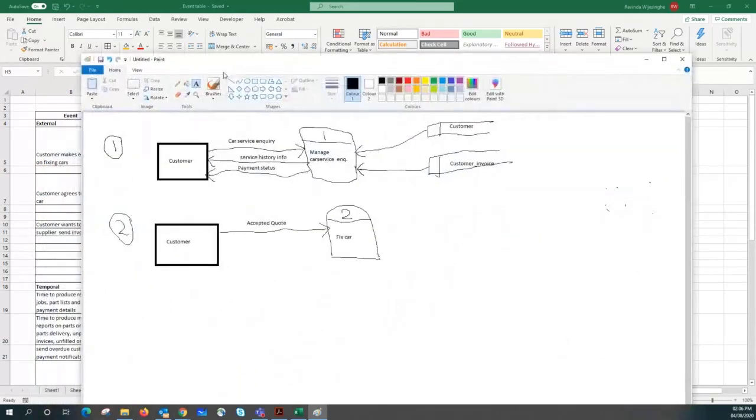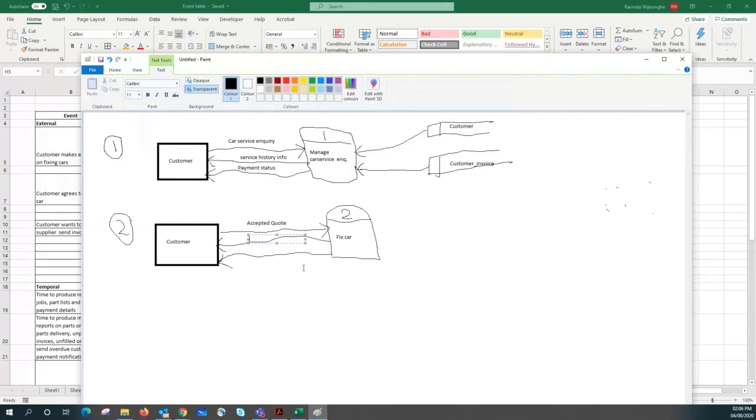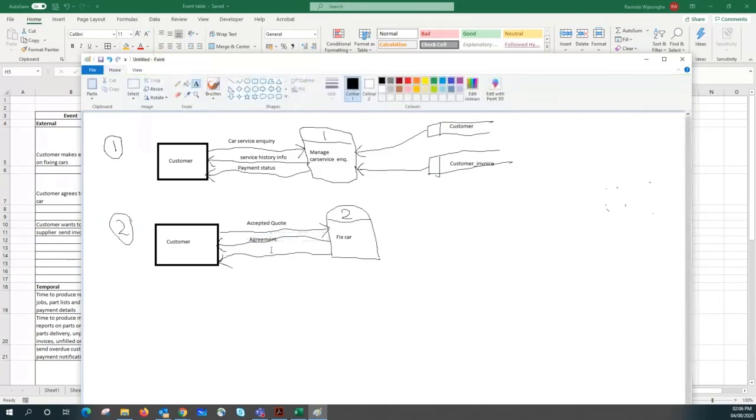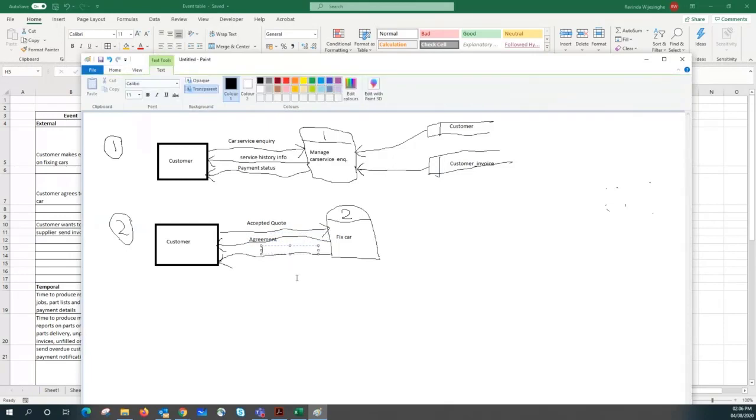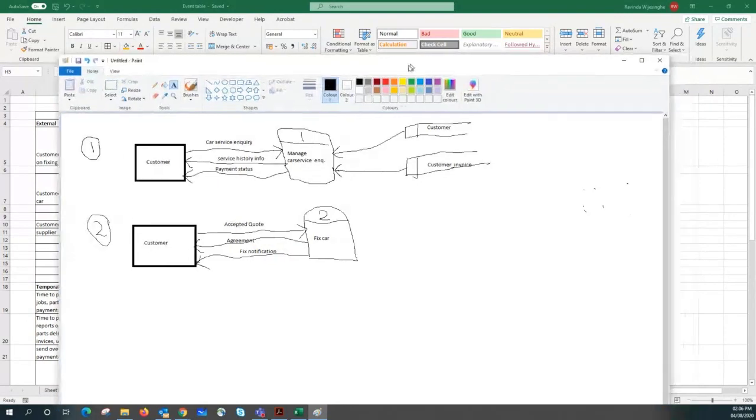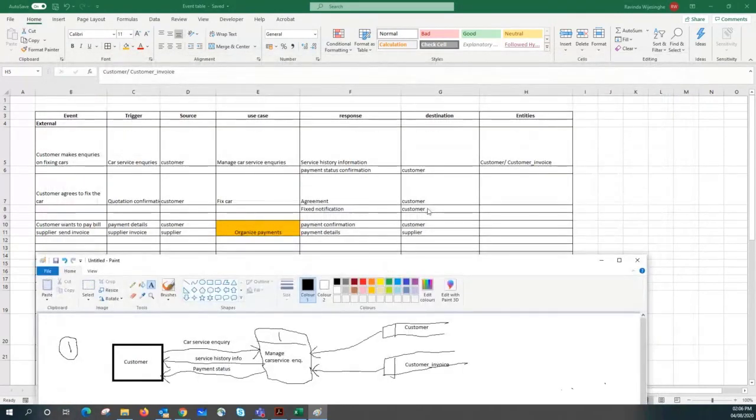So let's actually record that information. So agreement goes back to the customer, and then we send a fix notification, right? The two responses: agreement and fix notification. Fix notification, right? So it goes back to customer.